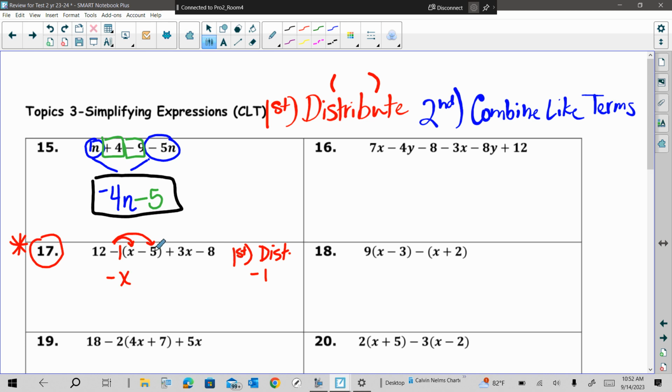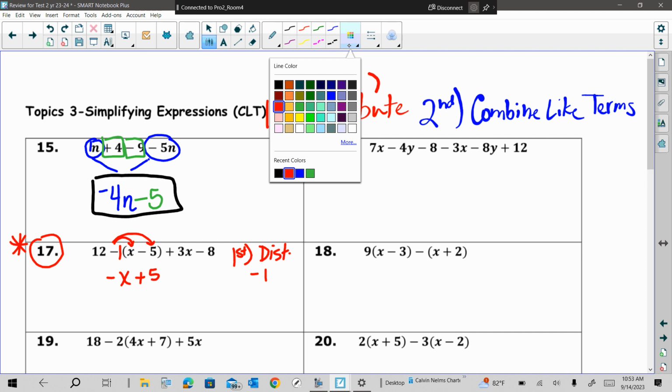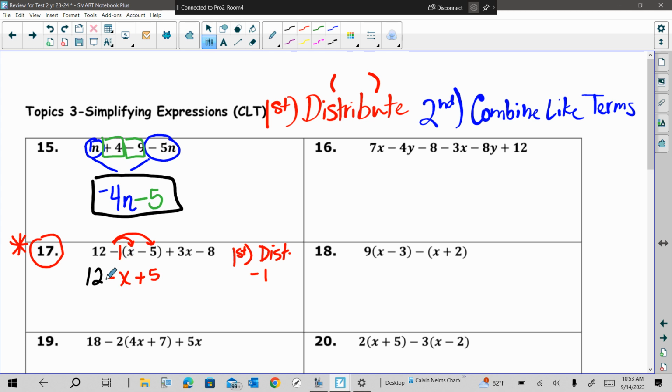Negative 1 times this minus 5. Negative 1 times minus 5. What does that turn into? Negative times a negative, so plus 5. Whenever we have a positive, we add the plus. So we keep the 12 that was in front. So we have 12 minus x plus 5. Then we keep plus 3x minus 8. It would help if I'm writing, you're writing.